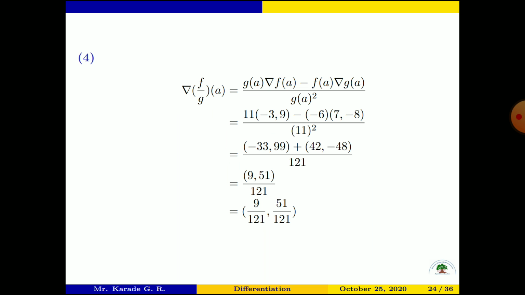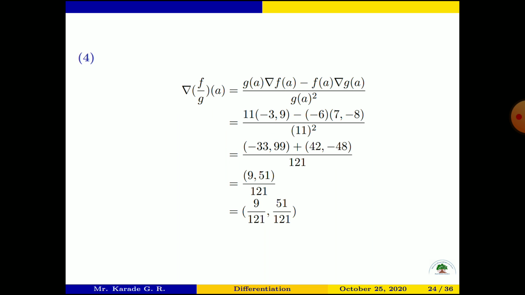Now gradient of f upon g at point A. Gradient of f upon g, or f by g at point A is equal to, we know this identity, and it is equal to g at A into gradient of f at A minus f at A into gradient of g at A, divided by g at A square.